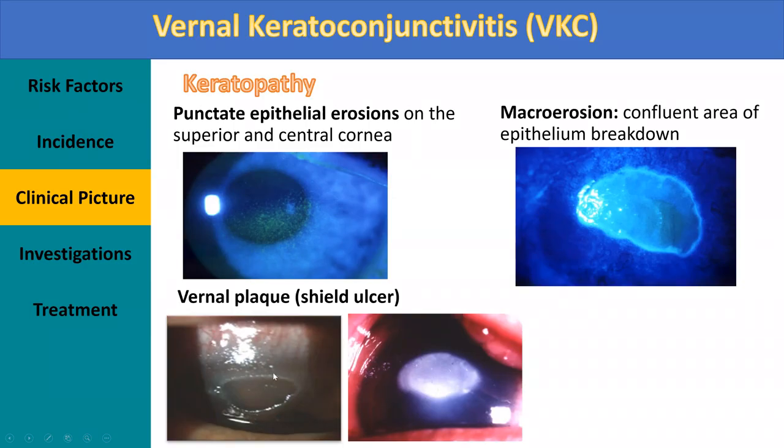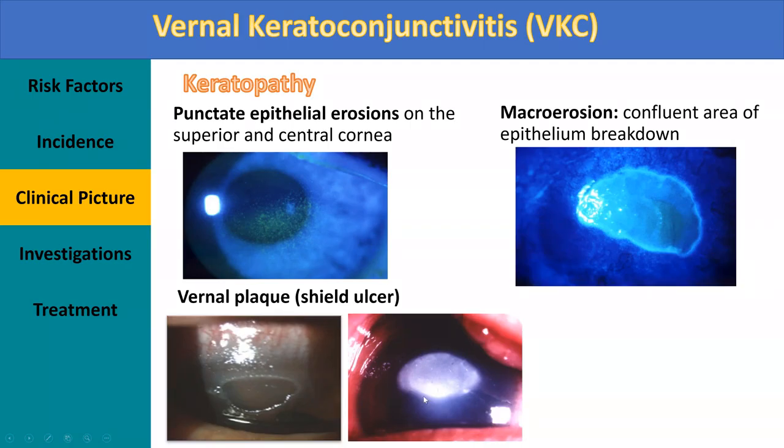It is caused by the rubbing of giant papillae against the cornea. The giant papillae rub against the cornea, leading to sloughing of the epithelium. Sometimes there will be deposition of calcium and mucus on the Bowman's layer, which causes this plaque. This is called a shield ulcer, and this is the vernal plaque. Both are manifestations of vernal keratoconjunctivitis.